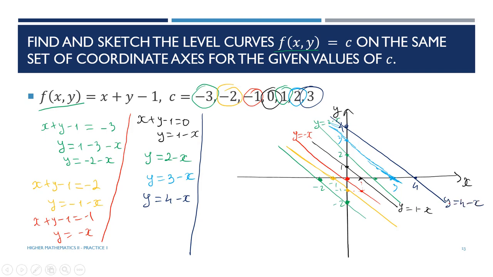These are level curves. When you draw on your notebook, on your copybook, you have to draw this carefully. You will get several parallel lines. This is the answer for this question: find and sketch the level curve. The first part, find. We have found them, and then we sketch them.